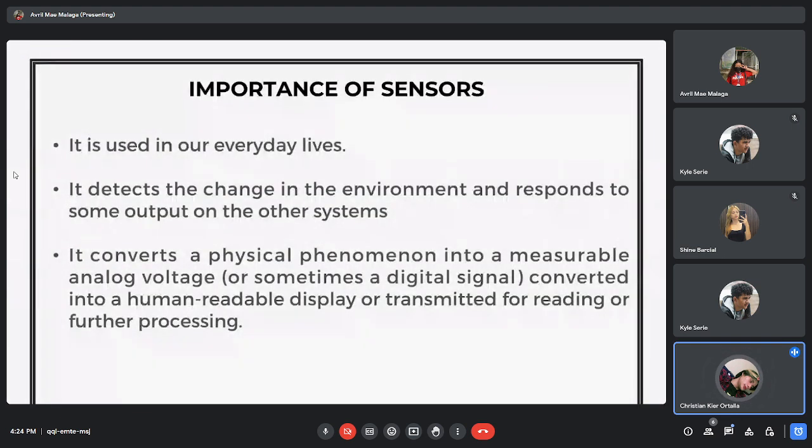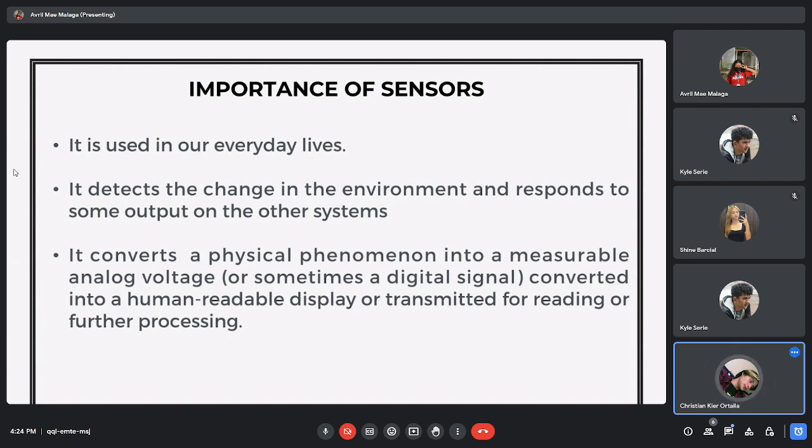So next is the importance of sensors. Well, sensors are used in our everyday lives. We are surrounded by technology; even a street lamp usually has a sensor, so once it detects movement, it lights up right away. So sensors detect the change in the environment and respond with some output to other systems. They also convert a physical phenomenon into a measurable analog voltage or sometimes a digital signal, converted into a human-readable display or transmitted for reading or further processing. Sensors indeed make things easier for us to measure, especially those intangible things that surround us.